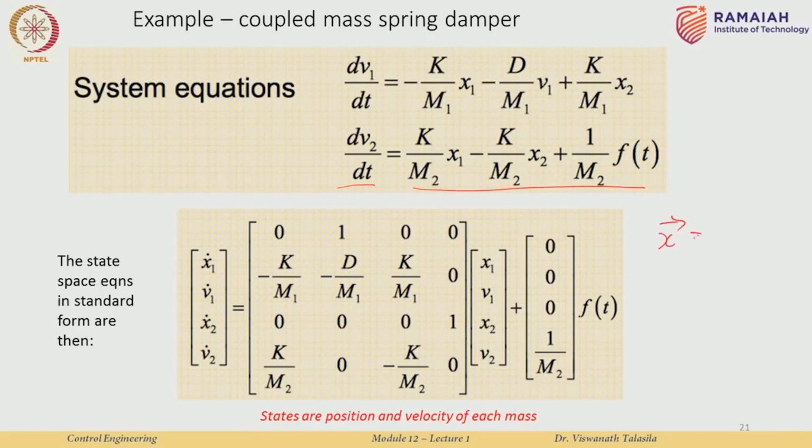Put everything together in exactly the same way as we have done before. Remember that the states were x1, v1, x2, v2, and then you get this A matrix over here and the B matrix, in exactly the same way as we have done before. So, this is the example for the coupled mass spring damper.